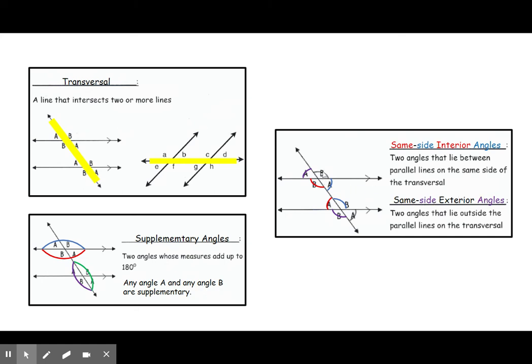Same thing on the right side of my transversal. So here I've marked it in black. This A is outside my parallel lines to the right of the transversal. This B outside the parallel lines to the right of the transversal. They are also same side exterior angles.